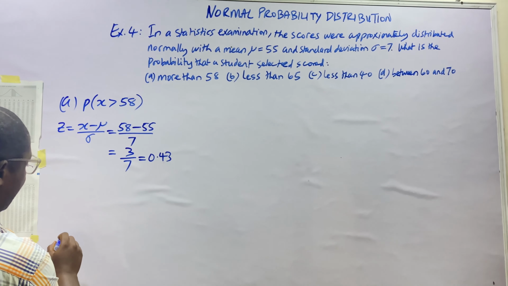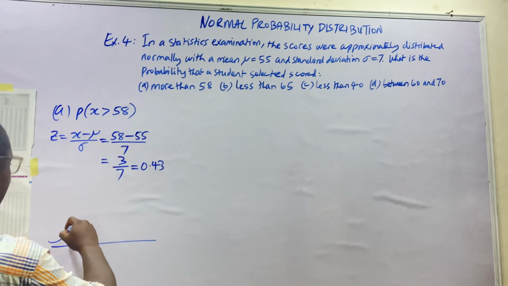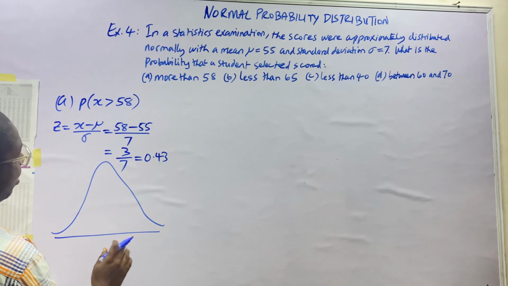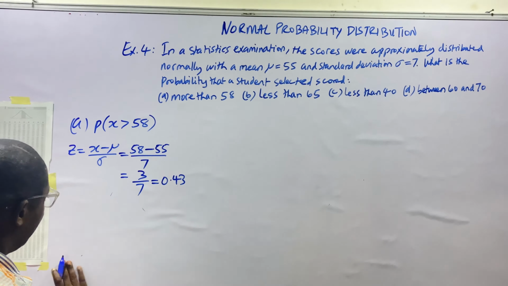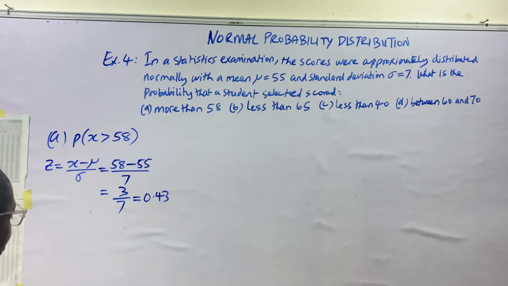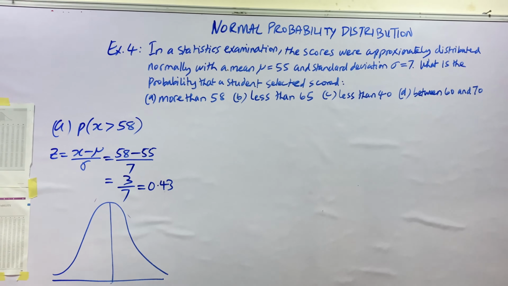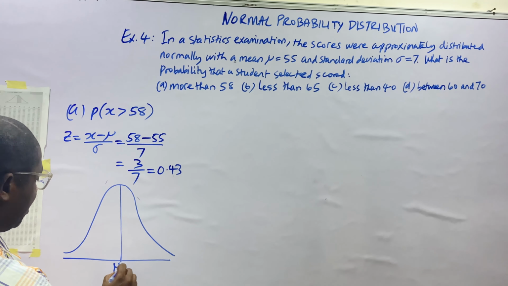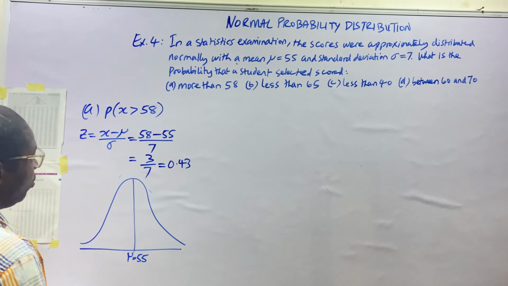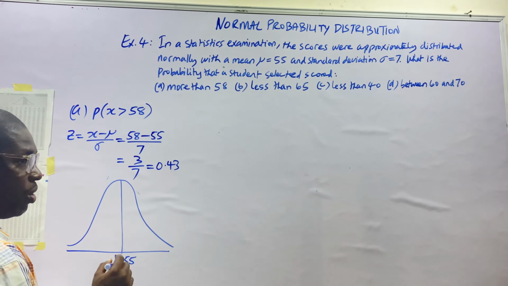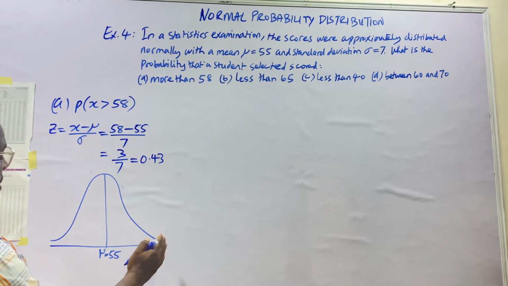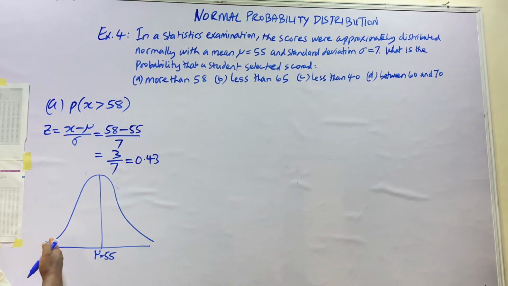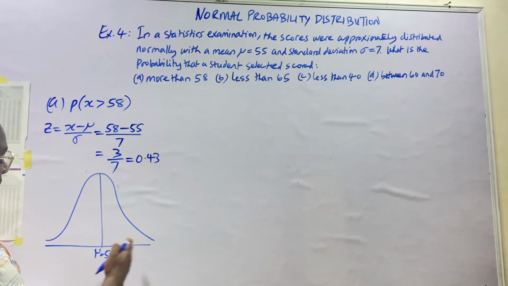Now the next thing we do, having got this 0.43, let's represent these values in our normal curve. So right here I'm going to have the axis. Let's just draw it a little neater. Okay, so here at the center we have the mean, and the mean is 55. And then we're looking for values that are more than 58. 58 is going to lie on the right of this mean. Towards this side is less than 55, and towards this side is more than 55.